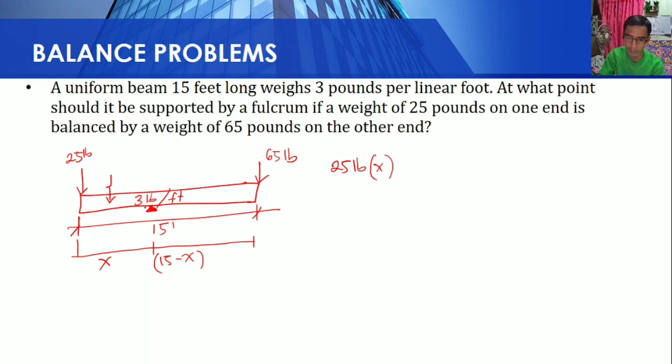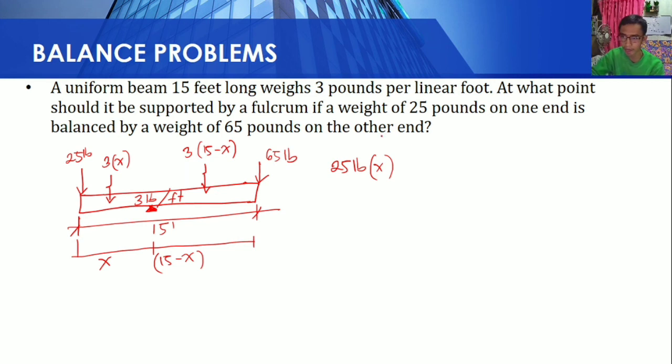hanggang dun sa dulo. So, ano yung distance nun? That will be x. So, this will be 3 times x. Ganun din yung kabila. Magkakaroon tayo ng concentrated resultant force o weight dito sa kabila na mag-act sa gitna ng 15 minus x. So, that will be 3 times 15 minus x. So, yun yung resultant niya na concentrated weight, itong 3 pound per feet.